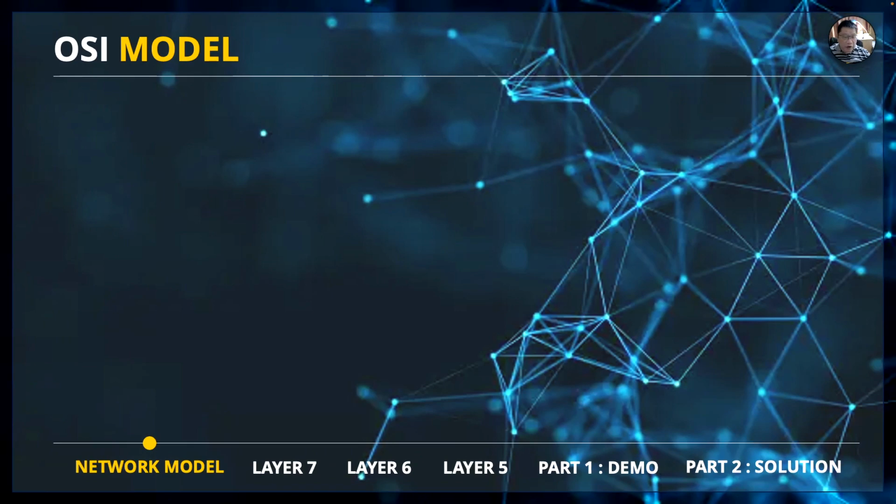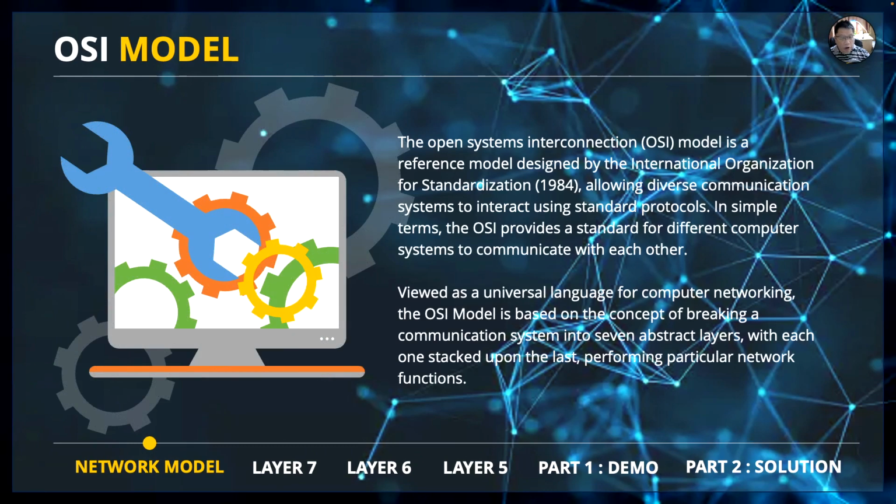We begin by defining what the OSI model is. The Open System Interconnection, or OSI model, is a reference model designed by the International Organization for Standardization in 1984, allowing diverse communication systems to interact using standard protocols. In simple terms, the OSI provides a standard for different computer systems to communicate with each other.